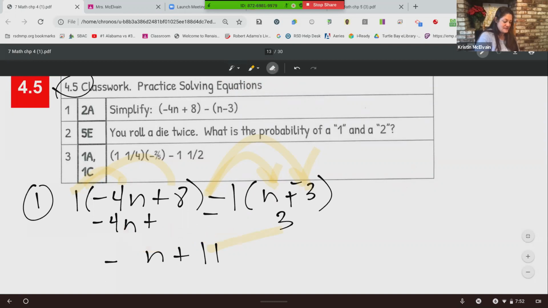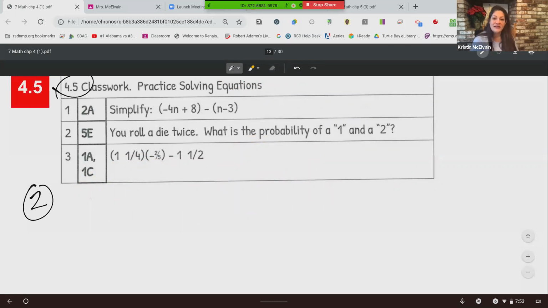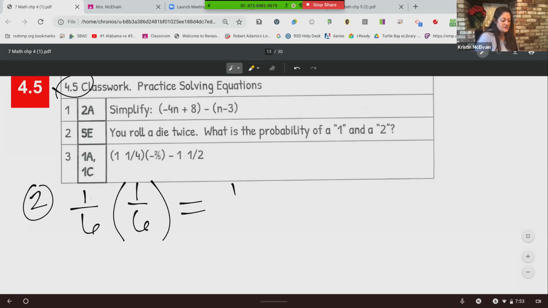All right. Number 2 says, you roll a dice twice. What is the probability of getting a 1 and a 2? So to do probability on a dice, there's 6 sides. So the probability of getting a 1, we have a 1 out of 6 chance. Probability of getting a 2, there is 1, 2 on a 6-sided dice. So again, it is a 1 out of 6 chance. We're going to multiply those, which means we have a 1 out of 36 chance.